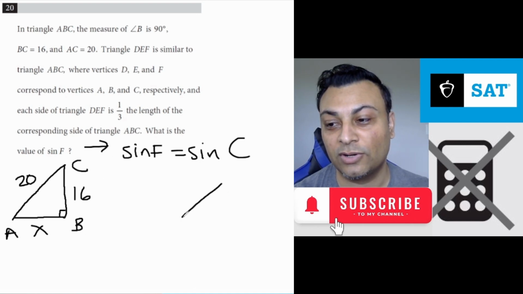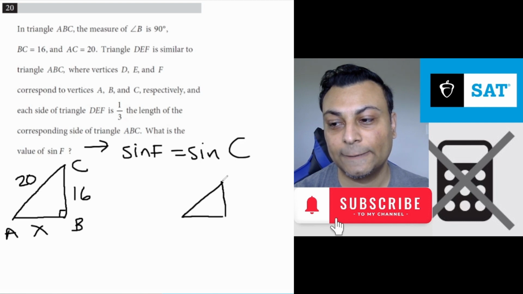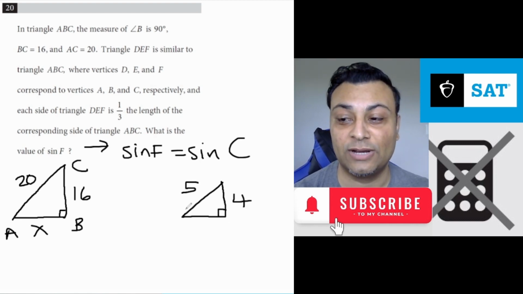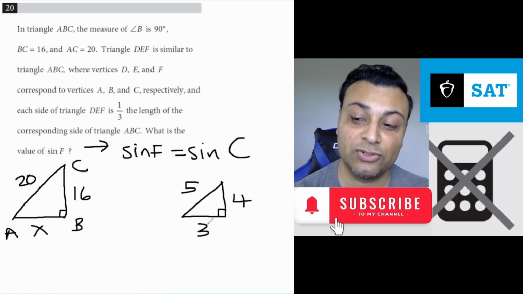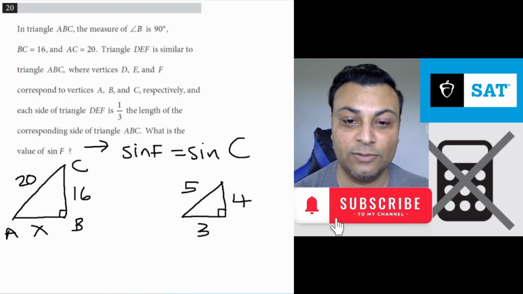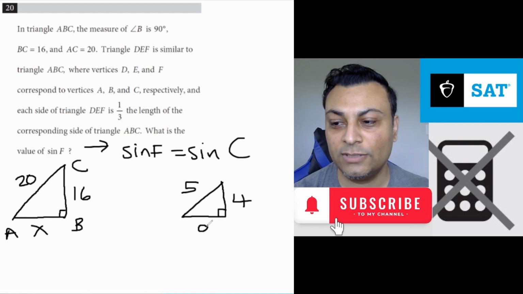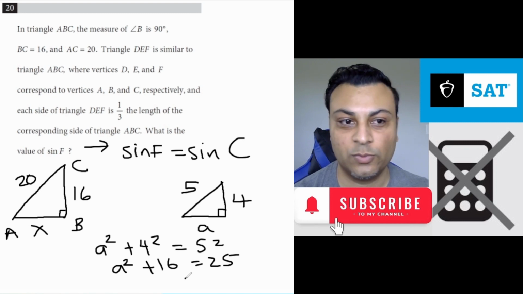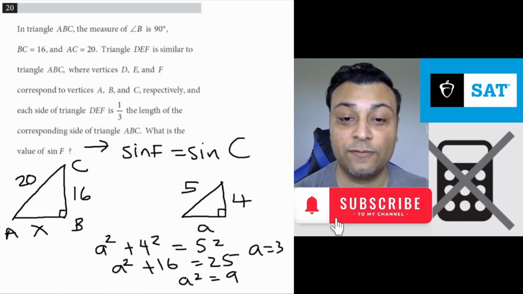So let's work with another triangle. And you can divide by 4. 16 divided by 4 is 4. 20 divided by 4 is 5. And lo and behold, we have a 3, 4, 5 right triangle. If you're not entirely sure this is 3, you can use the Pythagorean theorem. Let's call this side a, for instance. So you would have a squared plus 4 squared equals 5 squared. And you would have a squared plus 16 equals 25. When you subtract, you get a squared is 9, so a is 3. And so this is a 3, 4, 5 triangle.